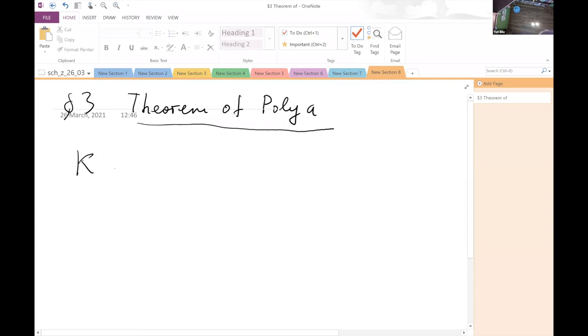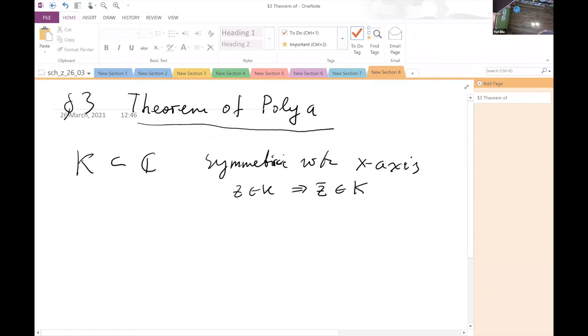So let K be a compact as before. And we assume now that K is symmetric with respect to the x-axis. It means that if z is in K, then also the conjugate is in K.